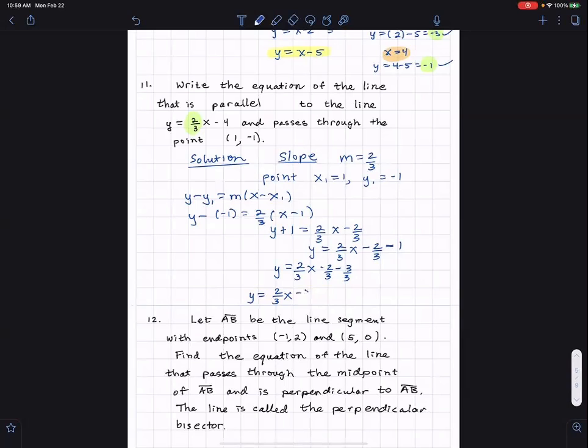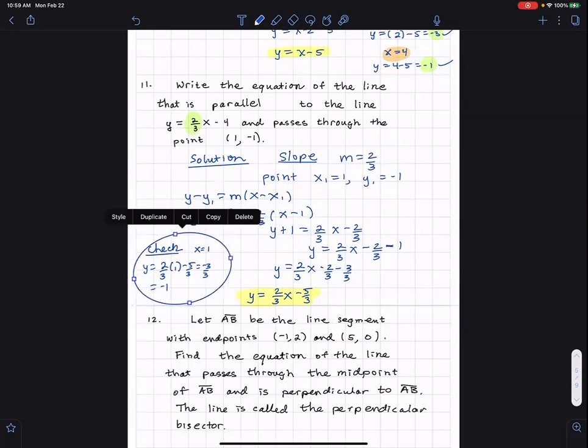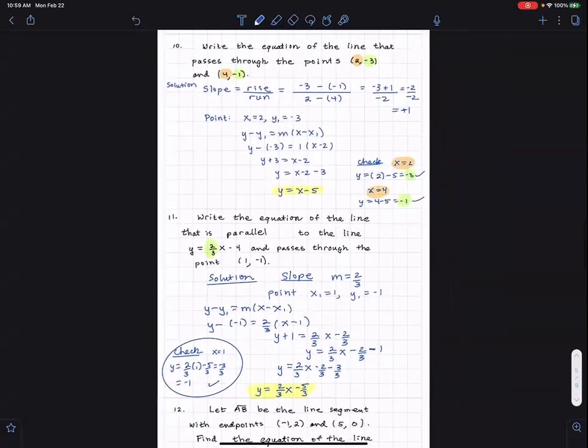Okay, this time I really am going to check. If I put x is equal to 1, y equals 2/3 times 1 minus 5/3 equals negative 3/3 equals negative 1. So that's my check, a little bit messy, but it does check out, and it didn't before. Thank you all for helping me out. Okay, anything else that you see there?